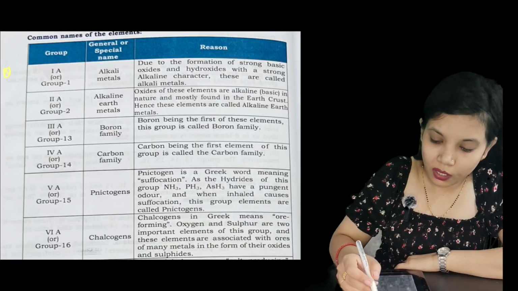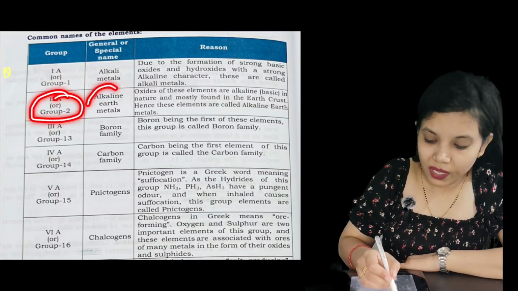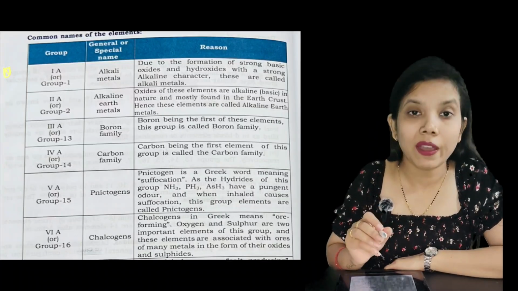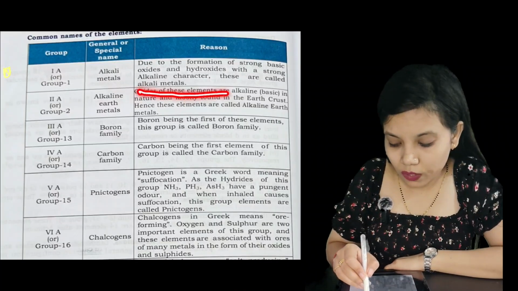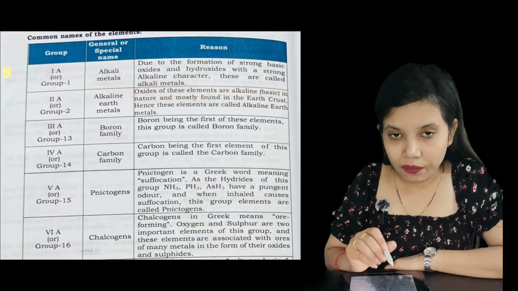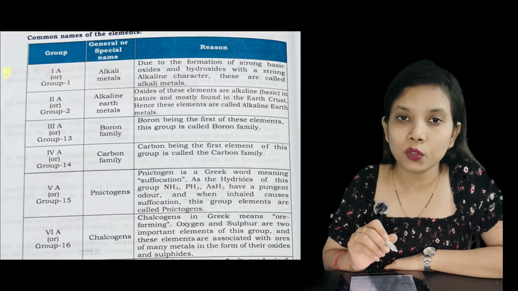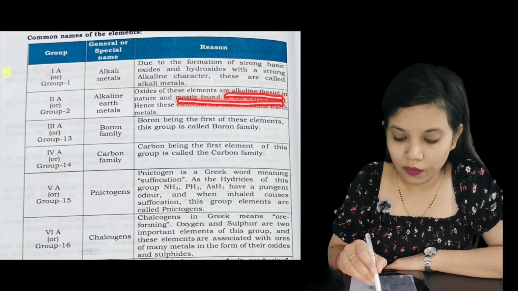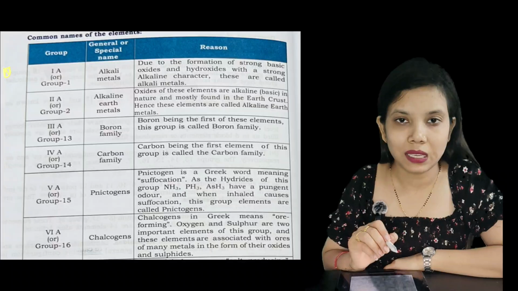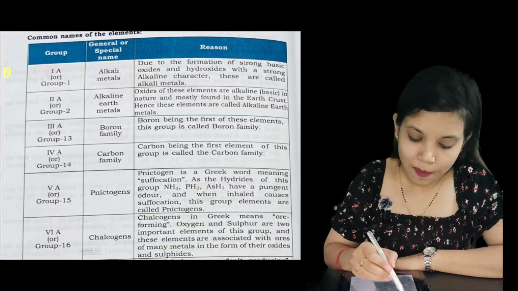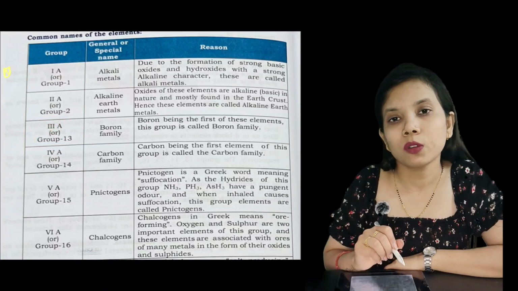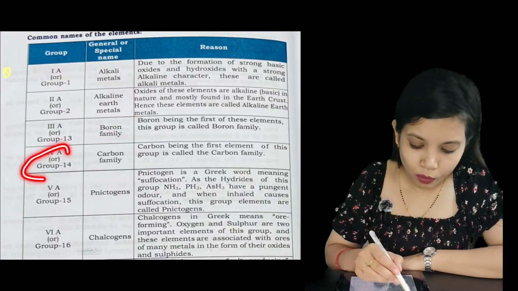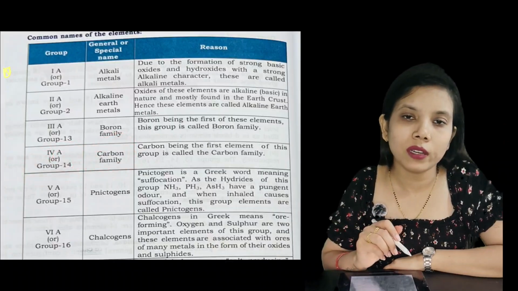Now if I talk about group 2 elements, they are called alkaline earth metals. Why do we call them alkaline? The oxides of these elements are alkaline in nature. When the group 2 elements form oxides, they are basic in nature, and they are mostly found in the earth's crust. That is why their name is alkaline earth metals. It is very simple. Group 13, what is the first element of group 13? That is boron. That is why it is known as the boron family. It is simple. Group 14, which is the first element in group 14? It's carbon.